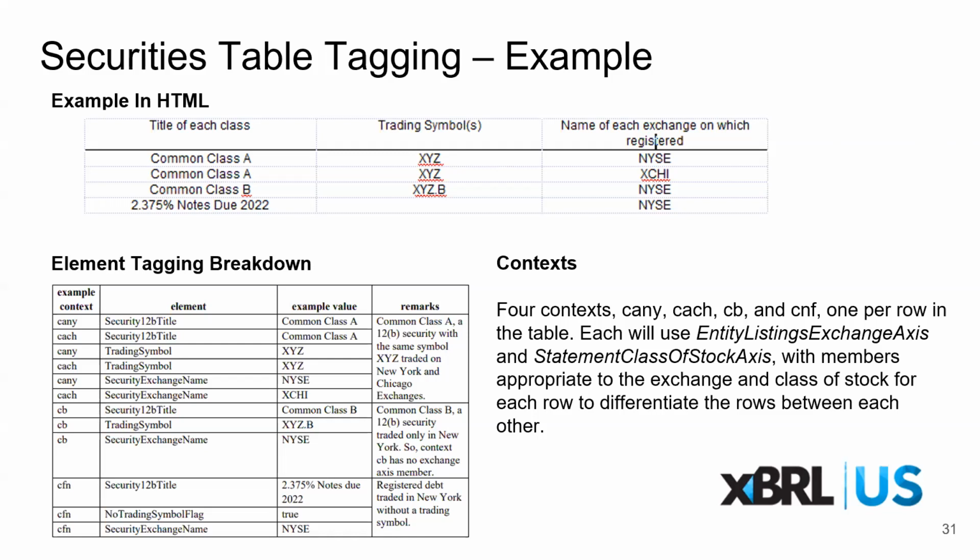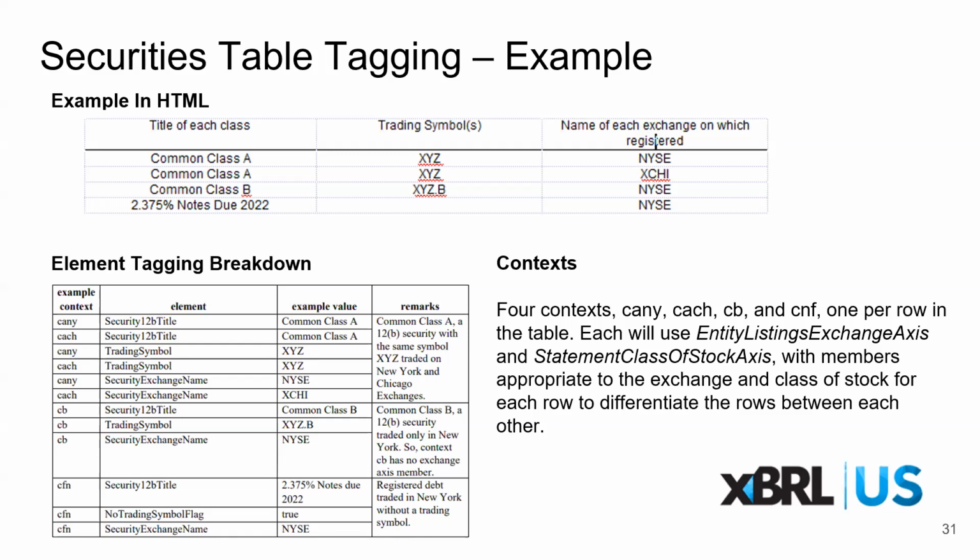So common class B for our third row is going to be very similar. You would again use statement class of stock axis and entity listings exchange axis. You would just create a custom member for common class B member for your statement class of stock. And for your entity listing, you would use the New York Stock Exchange member.